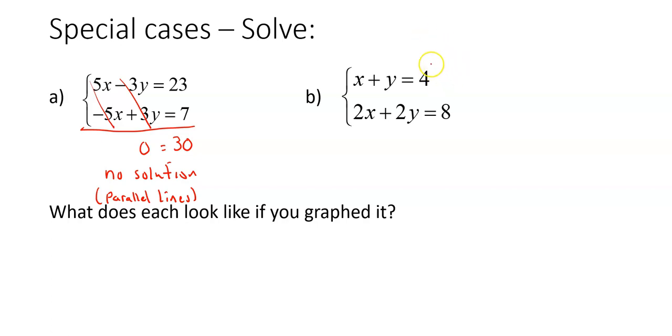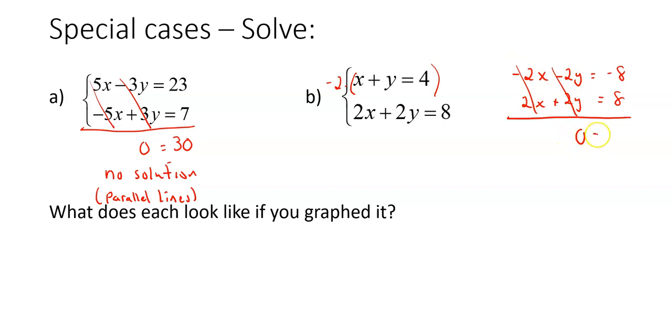All right, look at this next one. Maybe I'll multiply the top row by negative 2, and I'll get negative 2x minus 2y equals negative 8. The bottom row is 2x plus 2y equals positive 8. Add them together. Again, the x's go away, the y's go away. But this time what's on the other side goes away too, right? 8 plus negative 8 gives me 0.